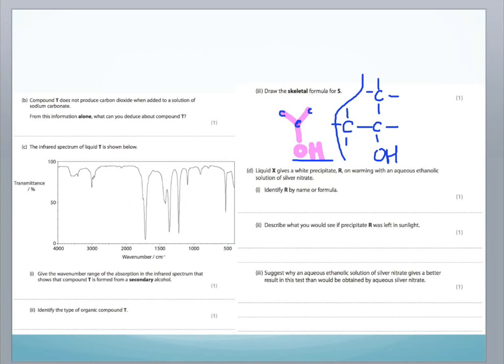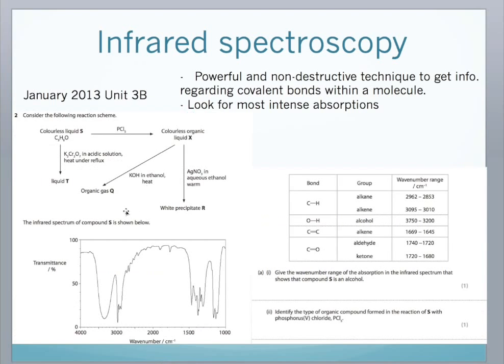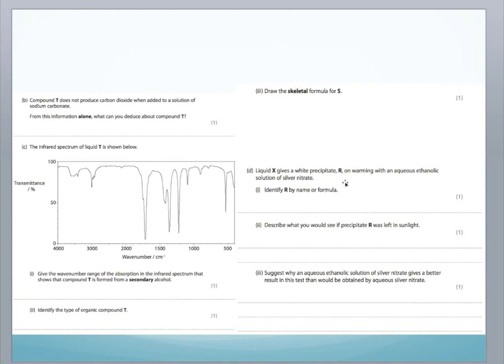It says liquid X gives a white precipitate R on warming with aqueous ethanolic solution of silver nitrate. Identify R by name or formula. So we're looking at R. Here we're told that it's a white precipitate, and we have to write what the precipitate is. Well, because we have silver nitrate, the precipitate will be silver chloride because it is the test for the chloroalkane. So we can either write silver chloride or we can write the formula, which is AgCl.